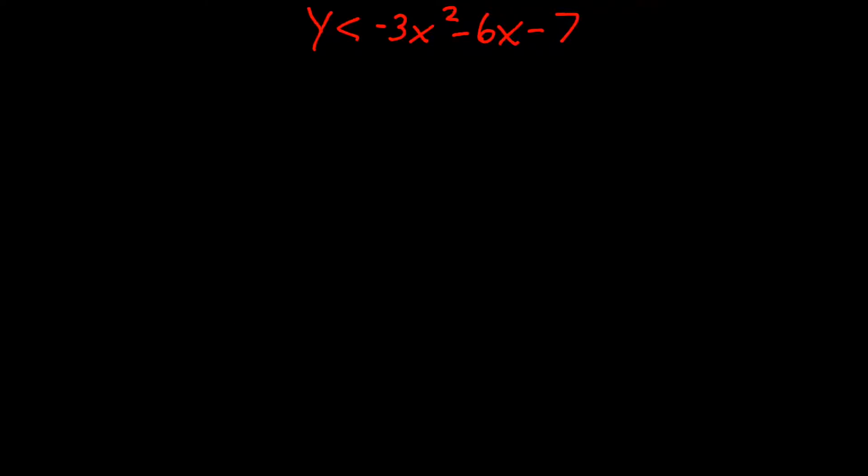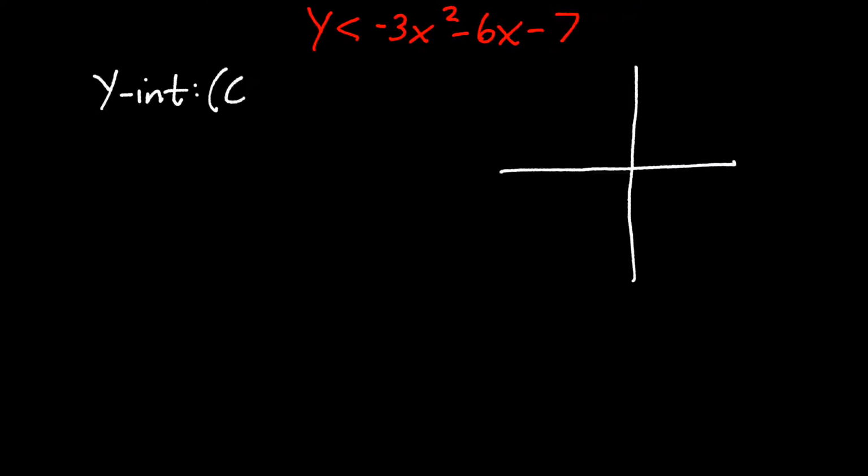So here we have the inequality y is less than negative 3x squared minus 6x minus 7. We're going to want to graph this function so we can solve the inequality. But to start with, we're going to find the y-intercept. If you remember from a previous video, the y-intercept happens when x is 0. So if I put zeros in both of those x's, we're going to have a negative 7. So the y-intercept happens at (0, negative 7), and I can put that in our graph over here. There's my y-intercept.